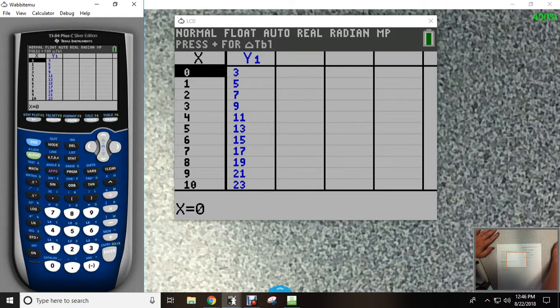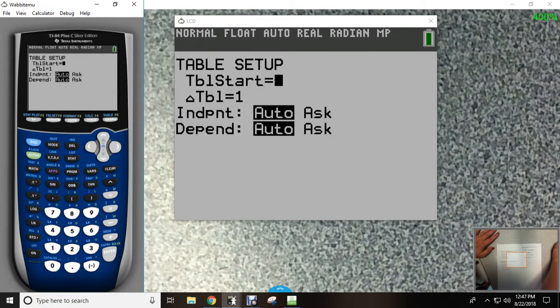Okay, so here's how you can fix this, because some people think it's fun to scroll to like negative 498, and it's a waste of time to scroll. You can fix this real quick. If you look at the button that says window, right above it in blue it says table set. So press the blue button and window. You can tell your table what you want to be at the top in the X column. You can make it negative 3, negative 5. You can make it 0. I changed mine to negative 5.